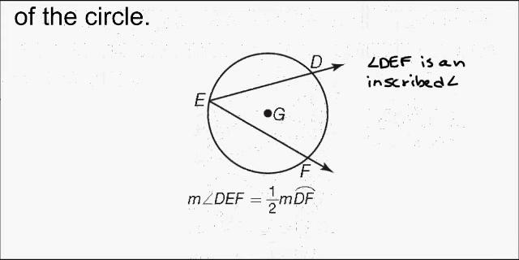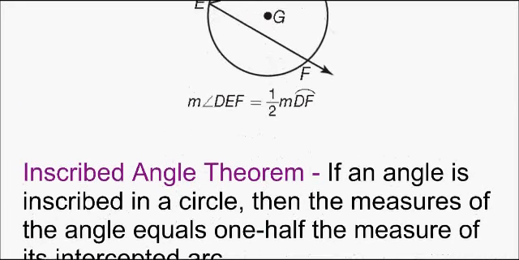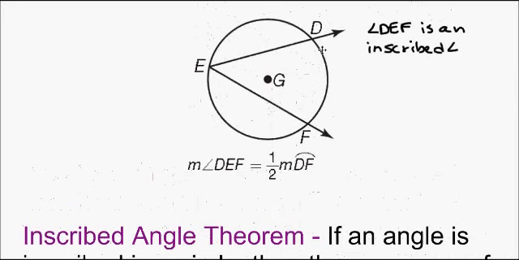Okay, and you can see here that the measure of angle DEF, our inscribed angle, is half of the measure of arc DF, which is called the intercepted arc. And that is basically what the inscribed angle theorem says. If an angle is inscribed in a circle, then the measure of the angle equals 1/2 the measure of its intercepted arc. So right here, if angle DEF, for instance, was 30 degrees, then the intercepted arc would be 60 degrees.